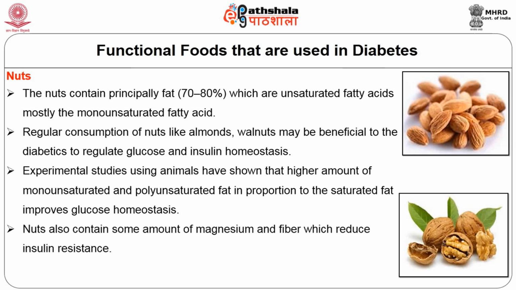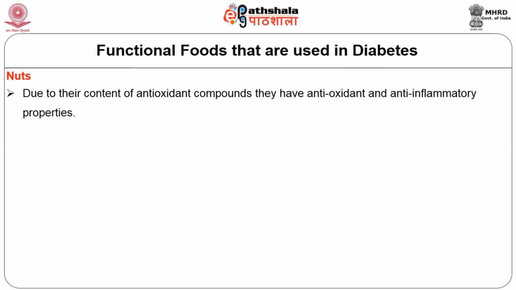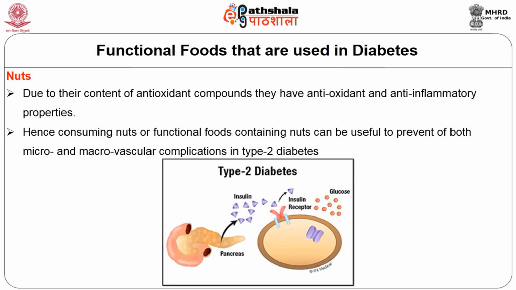Nuts also contain some amount of magnesium and fiber, which reduce insulin resistance, and they are a good source of other antioxidant vitamins and proteins. Due to their antioxidant content, they also have anti-inflammatory properties. Hence, consuming nuts or functional foods containing nuts can be helpful to prevent both the micro and the vascular complications in diabetes.